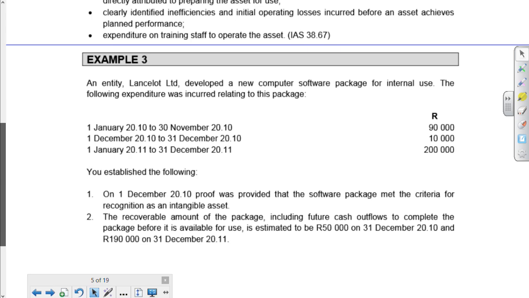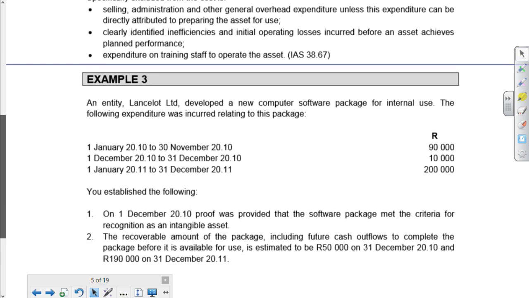An entity, Lancelot, page 165, developed a new computer package for internal use. The following expenses were incurred. So they developed computer software. Computer software would meet an asset definition. Do you agree? It's a resource which is controlled by the entity which has future economic benefits. So computer software does meet an asset definition. Is it separable? Can I sell it to somebody else?